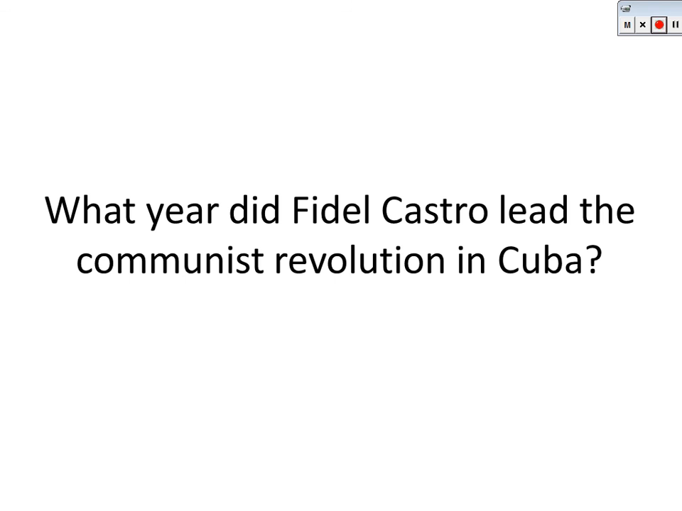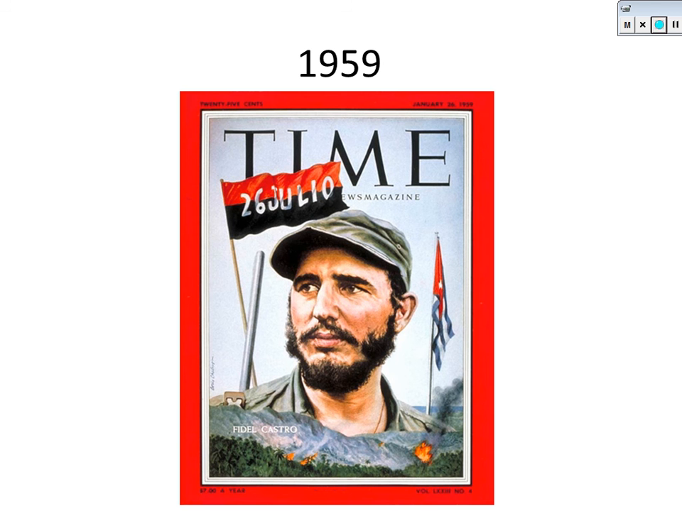What year did Fidel Castro lead the communist revolution in Cuba? It's earlier than that. Earlier. Good job, guys. 1959. Fidel. How do I not know this? This is my grandfather.